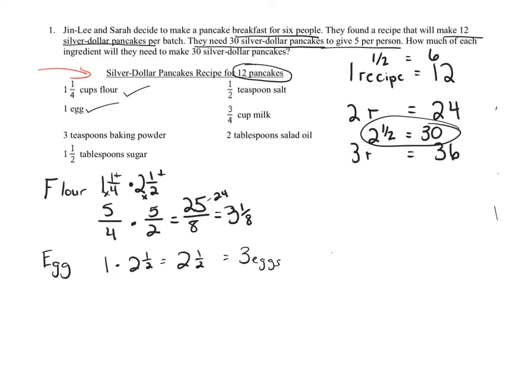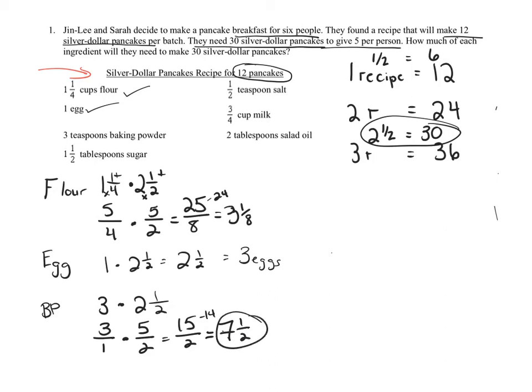Let's do the baking powder, so BP for baking powder. For baking powder, you have 3 teaspoons times the 2.5. So once again, change them to improper, 3/1 times the 5/2, which gives you 15/2, which simplifies. 2 can go into 15 7 times, which is 14, which leaves you with a half left over. So you would have 7.5 teaspoons.